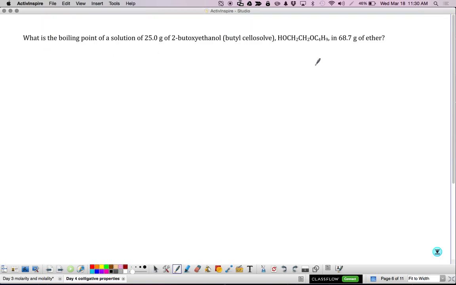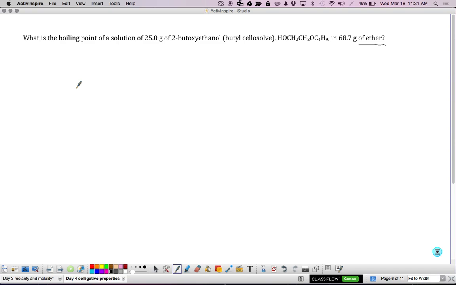All right, now this one's a little tricky because the solvent is ether and not water. Remember I said in the first video, one of the common problems is not being clear if you're trying to find a boiling point or a boiling point elevation or a freezing point or a freezing point depression. The other common mistake is to think that everything is in water and to not check all the information for the solvent that you're given.